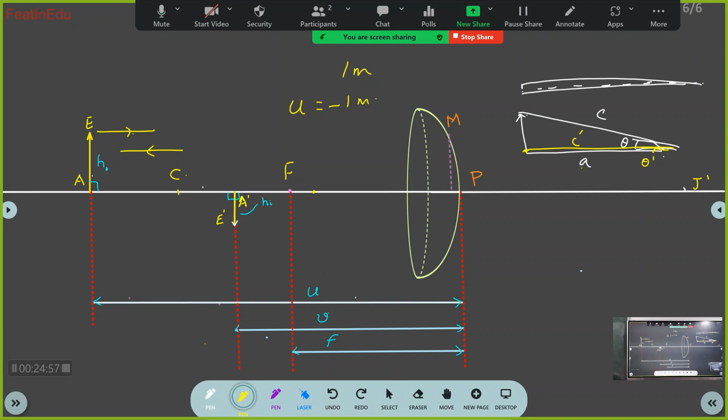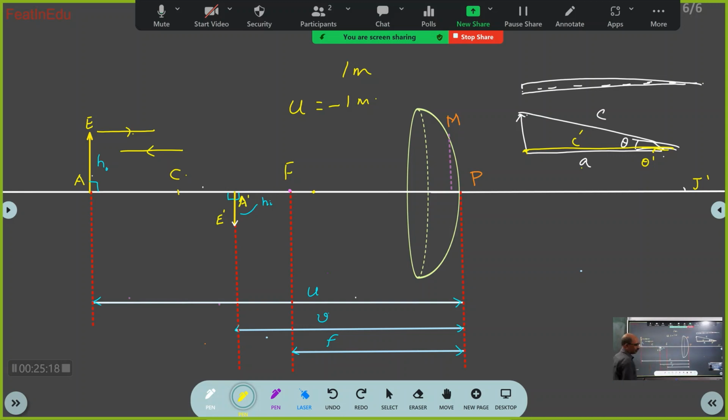No, sir, the actual distance is 1 meter, so why take it as negative? That is what I am trying to tell you, the rules. See now, I will confirm: u is minus 1 meter.